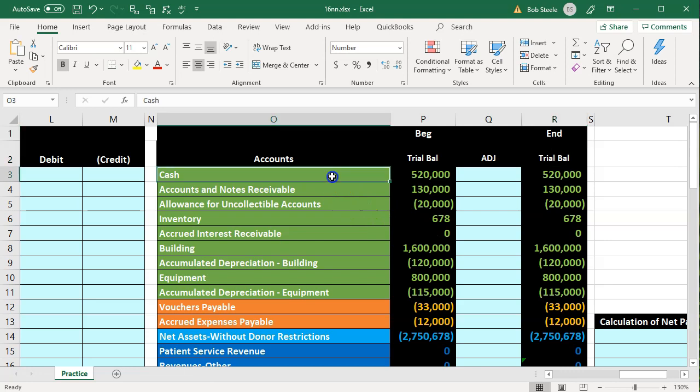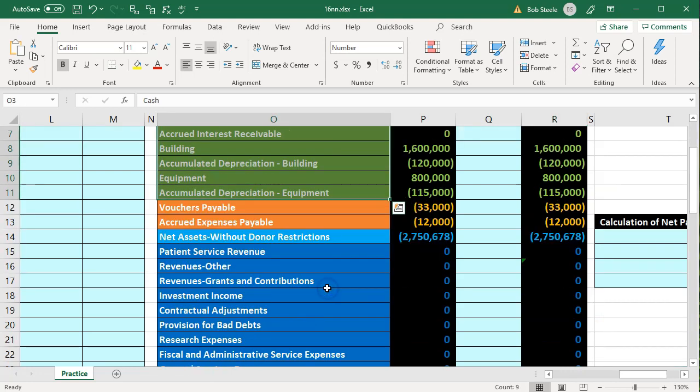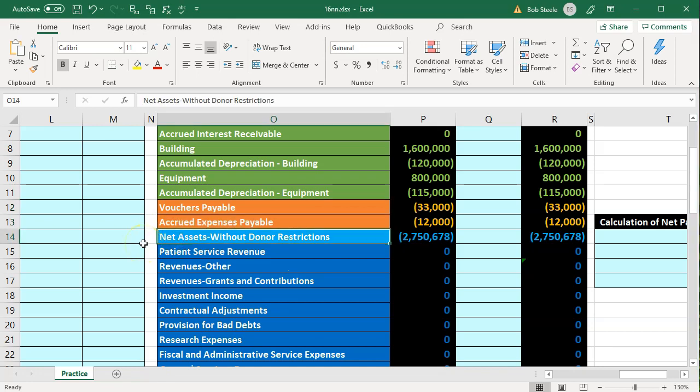These will be in order in terms of assets being in green. The orange will be liabilities. The light blue will be the equity section, or in this case, the net assets section, which would be equivalent to the equity section if it were a for-profit type of organization. The dark blue is then equivalent to what would be the income statement accounts, those timing accounts, revenue and expense type accounts in a for-profit type of organization.